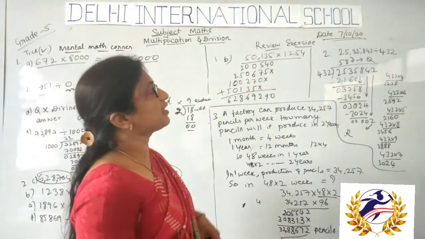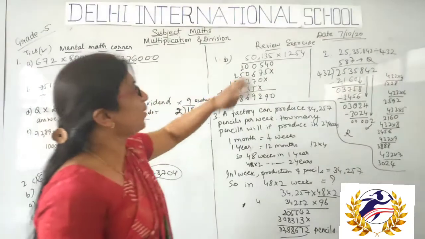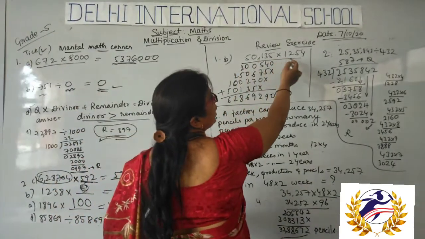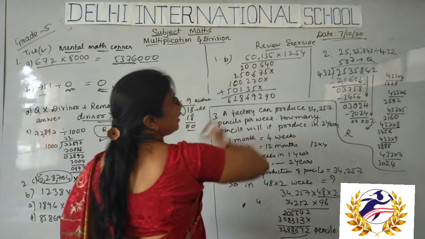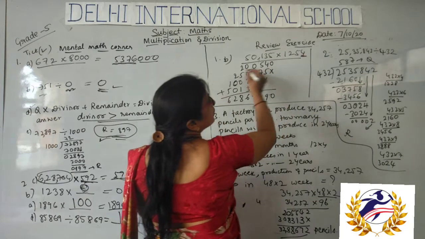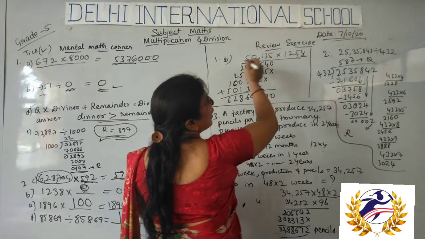Then in the review exercise I will do 2 to 3 problems. In the first main B problem I took 50,135 into 1254. In the same way you have to multiply. First you have to multiply the whole number by 4. That is the first line I have written. Then by 5 you have to multiply.